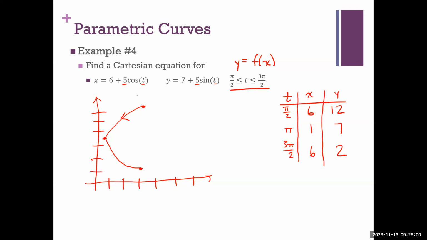So is that the whole curve or part of it? So it should be the whole thing, right? Just the left half of the circle. Where's the center of that circle? 6, 7. Does that make sense with the equations you're looking at?